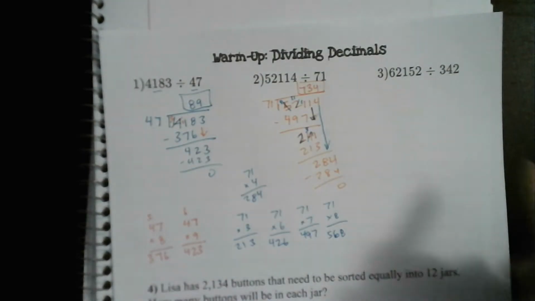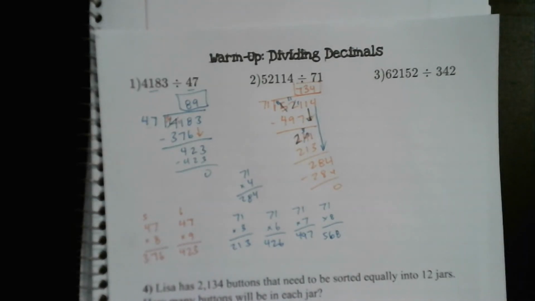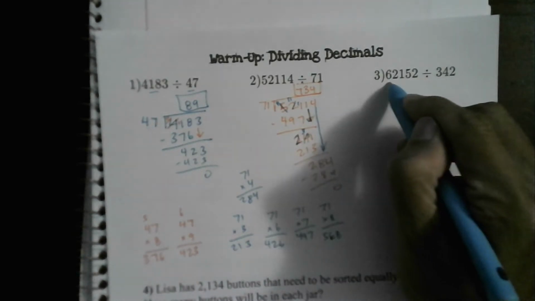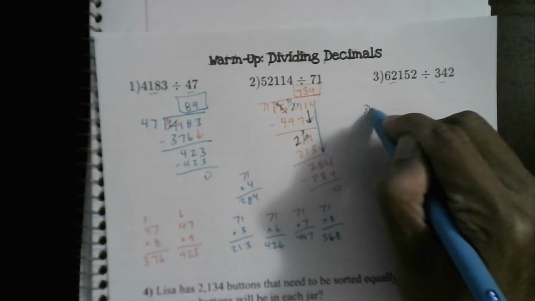All right, 734. Now we have 62,152 divided by 342. This goes in, this goes out. So 3, 4, 2.